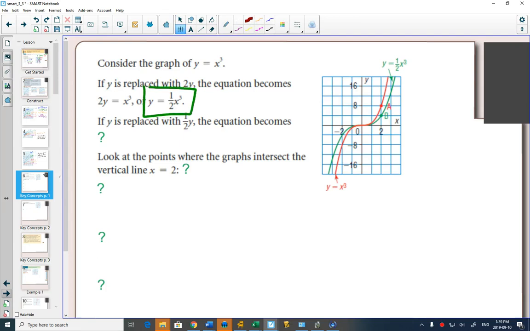Okay. In the green box, that is how we will always write it. We will always write the y by itself, even though they also wrote it with the 2 on the other side. Can you see that the whole red graph has been squished vertically? And in the orange graph, y equals 2x cubed, the red graph has been stretched away from the x-axis.